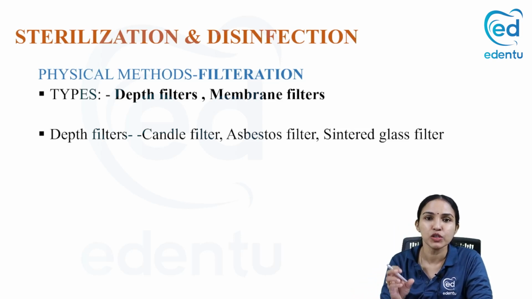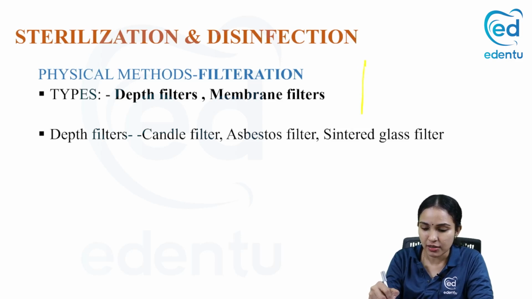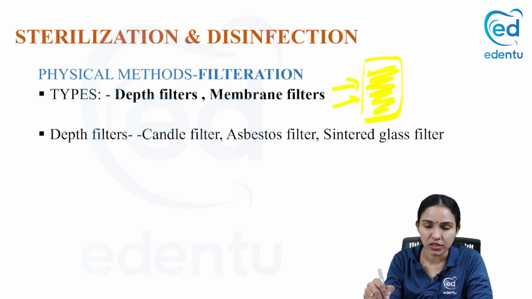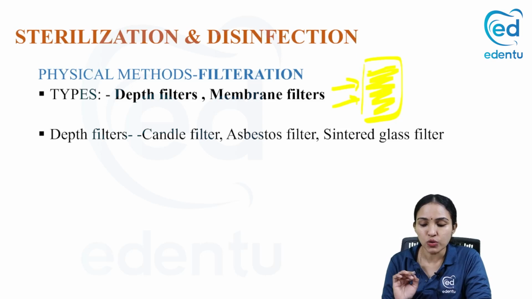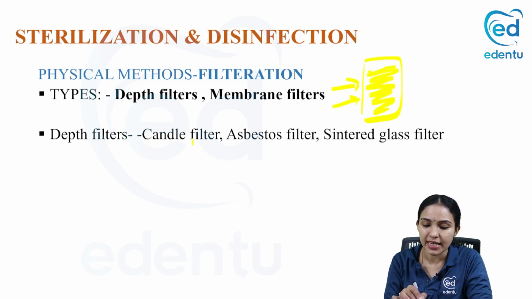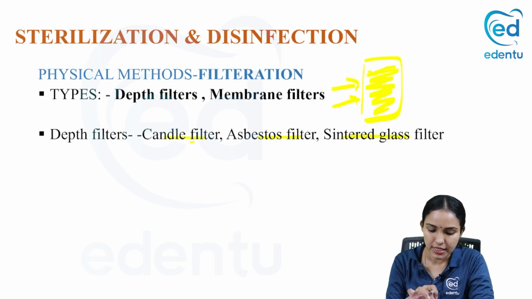The whole depth of this material will be doing the filtration. So when the filtration is being done, the entire material will be doing this process. That is not being used nowadays, but you can remember some names for the purpose of writing an exam. Examples for depth filters are the candle filter, asbestos filter, and sintered glass filter. These are the filters that we used long before.